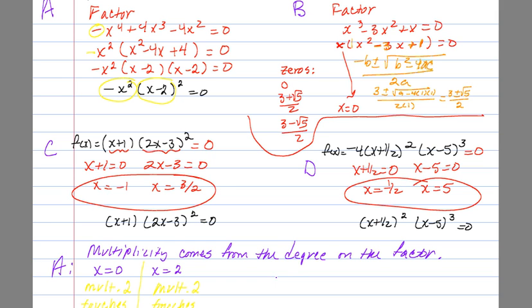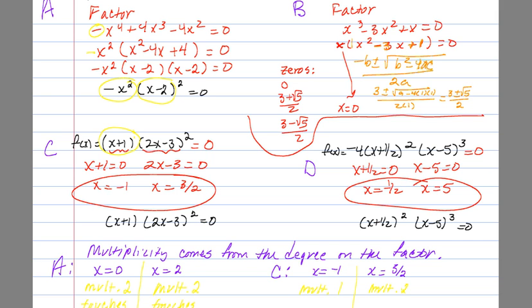Let's look at the results for C. I had a factor of x plus 1 and a factor of 2x minus 3. I ended up with a 0 of negative 1 and a 0 of 3 halves. Now let's go back and investigate the degree on each factor. The degree on x plus 1 is 1. So the multiplicity would be 1. It's an odd number. The degree on 2x minus 3, where 3 halves came from, is an even number. It's squared. The multiplicity is 2.